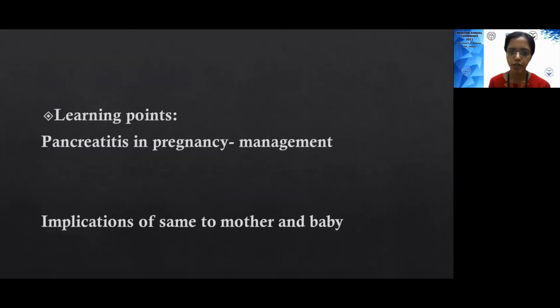The learning points were pancreatitis in pregnancy management and the implications of the same to mother and baby.